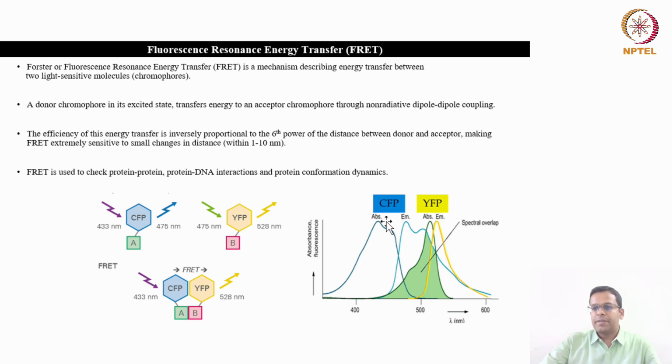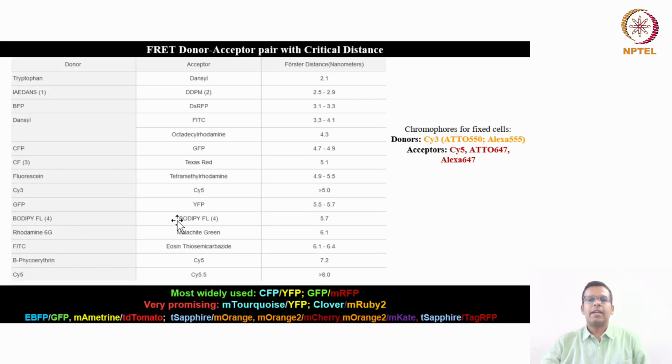So why are these two fluorescent proteins used, CFP and YFP? Because if you see, the emission wavelength of CFP has quite a bit of overlap with the excitation or the absorption wavelength of YFP. This is known as spectral overlap. Because of this spectral overlap, CFP and YFP is the best FRET pair, which is widely used for the FRET analysis. Nowadays, several other FRET pairs have been developed. You can see here the donor and acceptor FRET pairs have been shown.